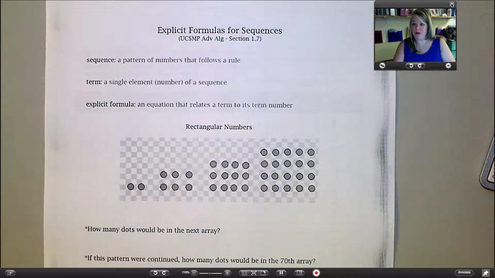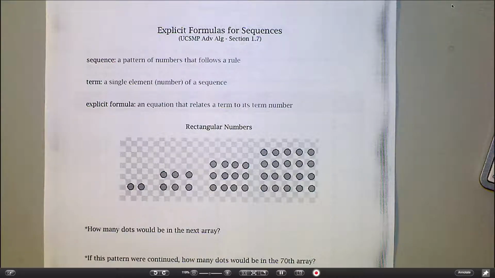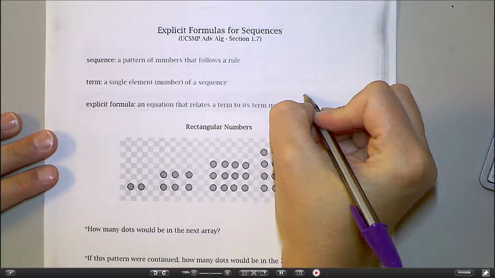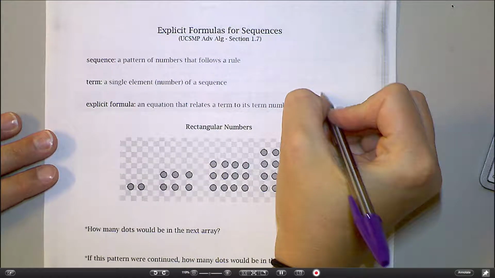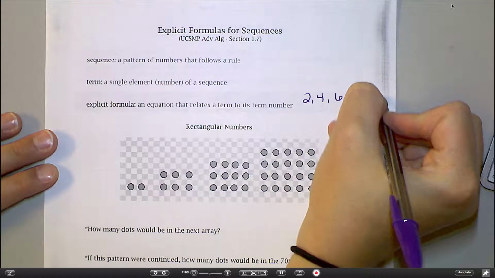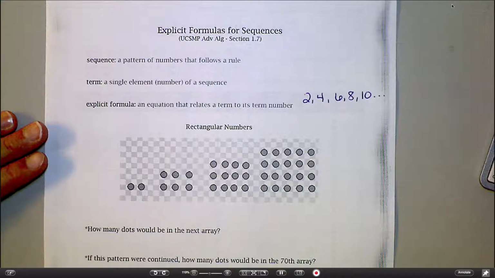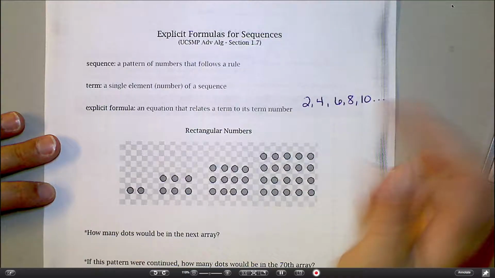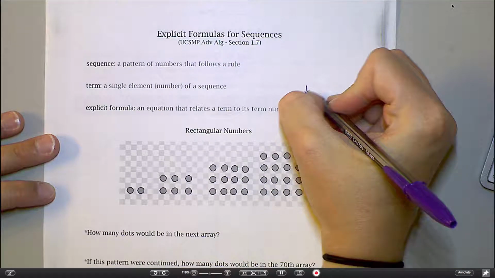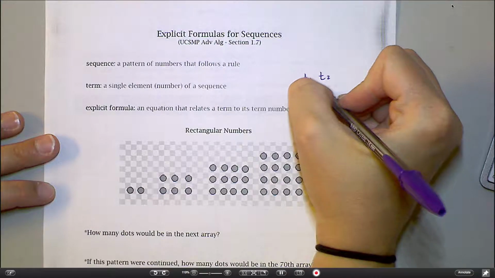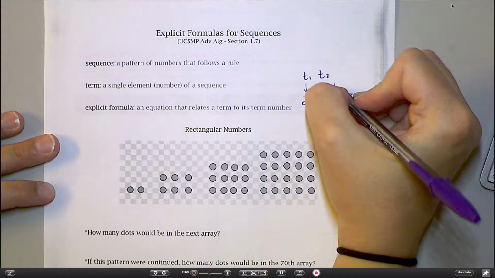I'm going to get rid of my face because you don't need that anymore. So if you have a sequence like, let's see, 2, 4, 6, 8, 10. That's a sequence of numbers. Each one of these is called a term. This would be term 1, this would be term 2, this would be term 3, and so on.